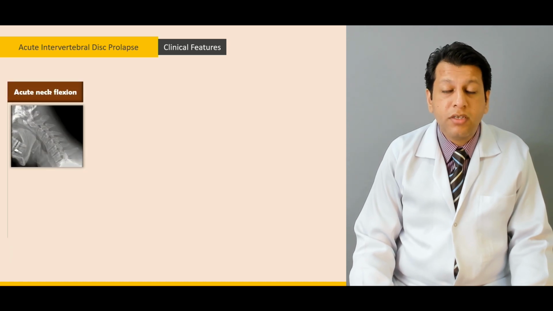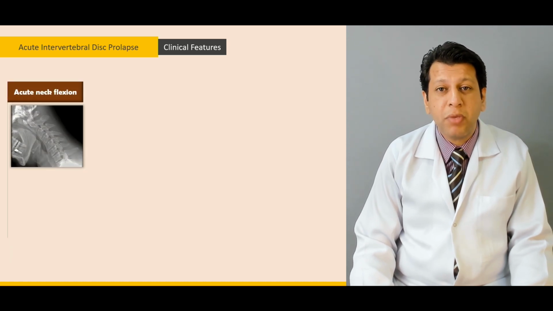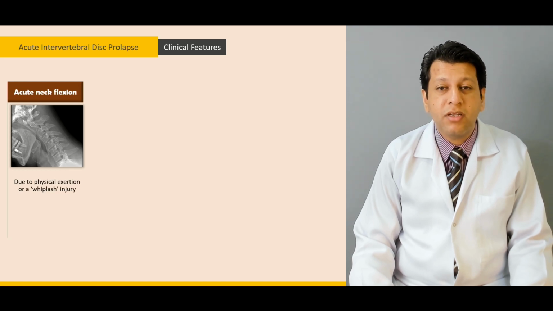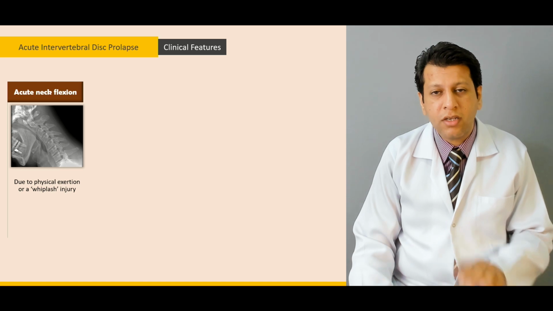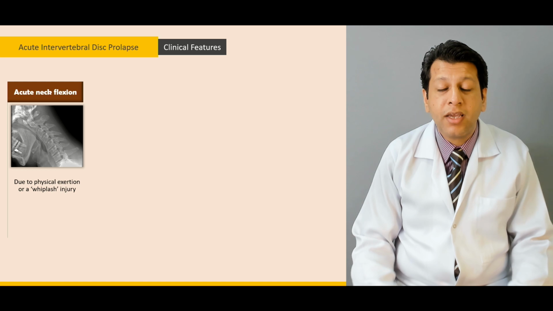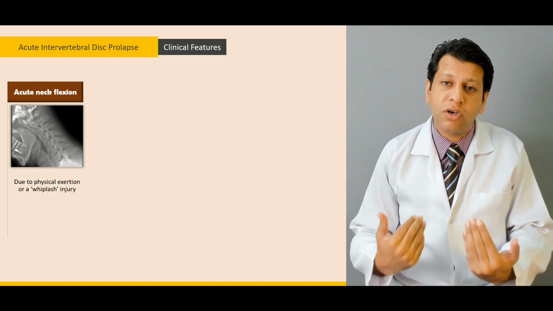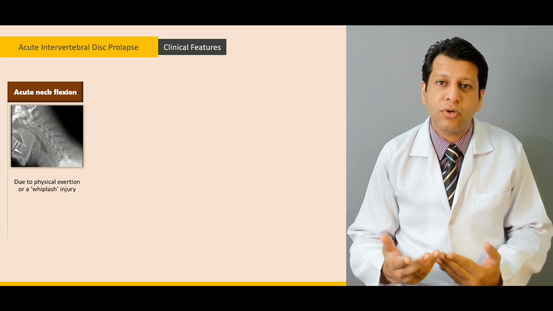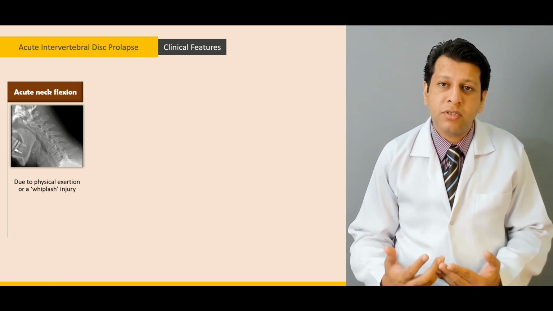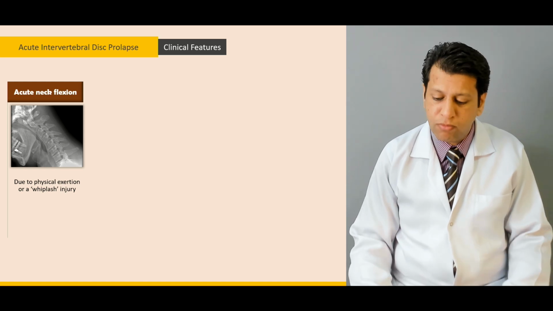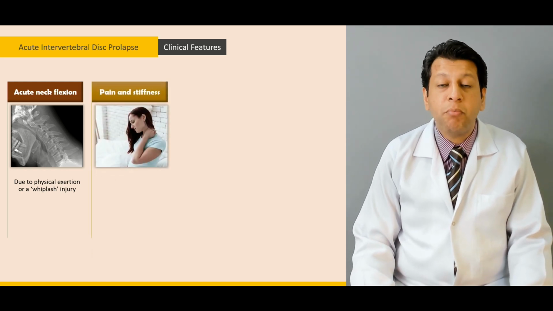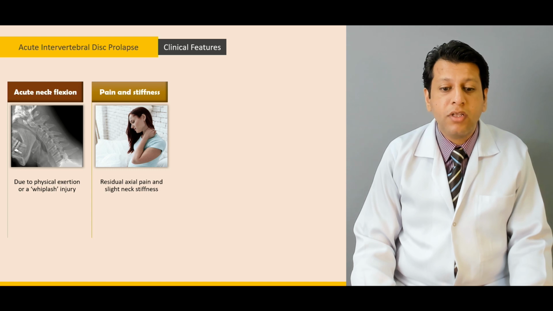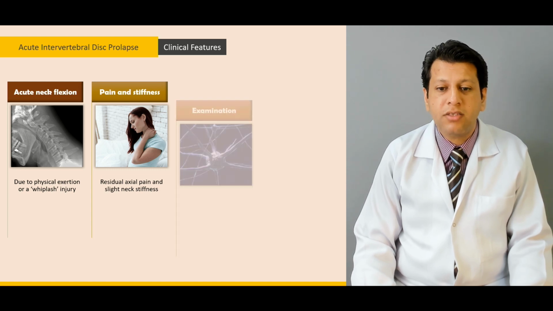Continuing with the clinical features, most commonly it is associated with pain on movements, that is acute neck flexion, and may present with increased irritation over the neck. There is a test called the Spurling test, in which the neck is first extended and rotated towards that side, and if radiculopathic symptoms are involved, this will produce pain and numbness over the dermatome of the involved area. There may be pain and stiffness, along with residual axial pain and slight neck stiffness.